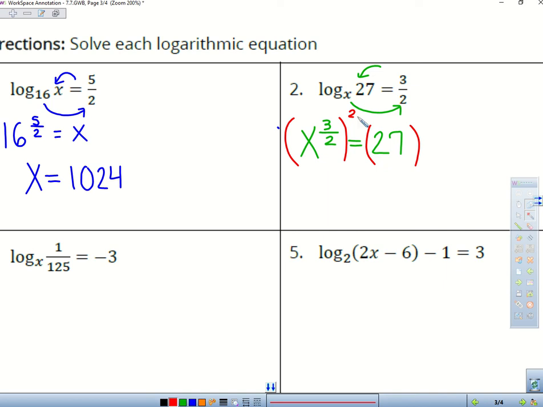Isn't it true that if I put both sides to the power of 2/3, that maintains the balance of my equation? But what is 3 halves times 2/3? 1. Not 0, but 1. So this cancels out and leaves me with just x equals. Now if you do this in the calculator, you're going to end up with 9. Okay, so that's one way to do it. Probably the easiest way to do it. So when you have to get rid of an exponent on a variable, use the reciprocal exponent rule. Okay?